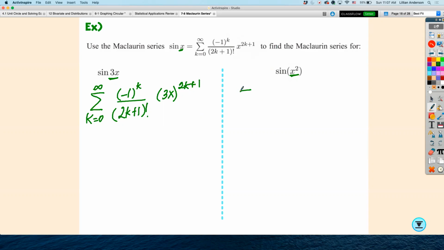For the second example, we have the sum from 0 to infinity. Again, all of this still stays the same.